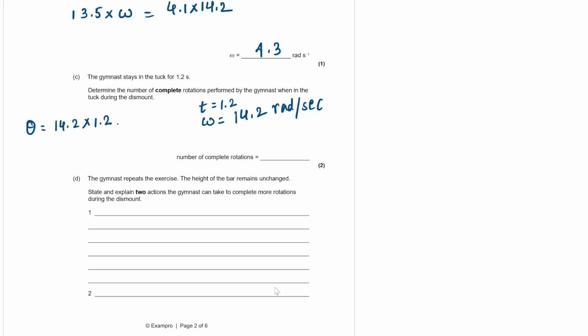So just doing that, it is 2.71, so I'm writing 2.7 because all my numbers in the question are to 1 decimal place. It's just asking me rotations, right? So just 2.7 rotations. Okay, now the gymnast repeats the exercise. The height of the bar remains unchanged. State and explain 2 actions the gymnast can take to complete more rotations during the dismount.